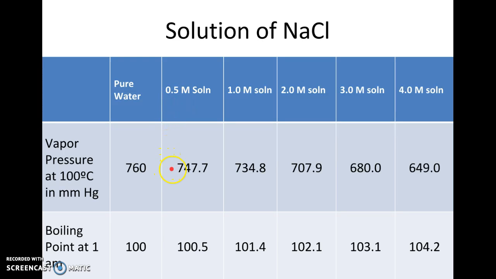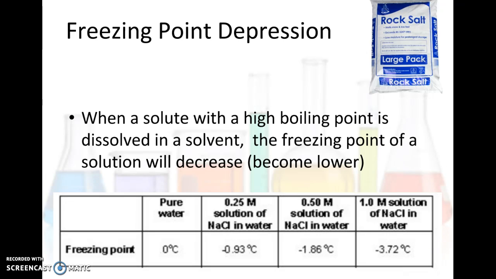When you increase that concentration, look what happens to the vapor pressure at 100 degrees. It's a little bit lower. So it has to be a little bit hotter to boil. And now, looking all the way at the end here, the 4 molar solution, the very concentrated, look how much higher the boiling point is, 104. Adding a high boiling point solute will increase the boiling point of water, make it hotter, have to boil at a hotter temperature. The same with freezing point depression.